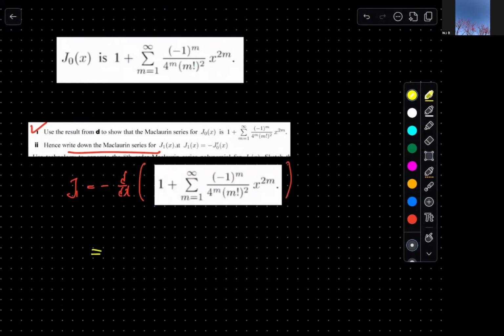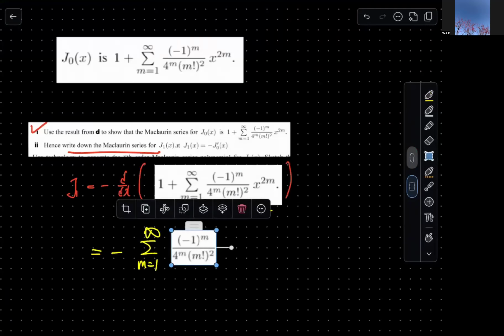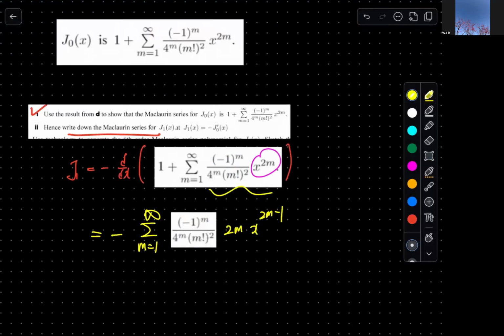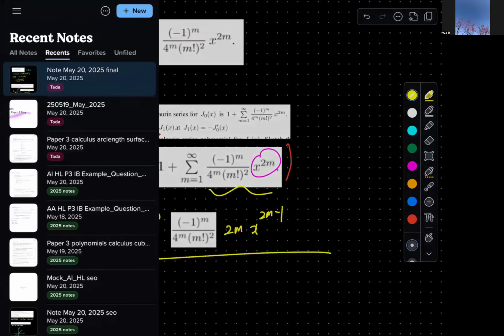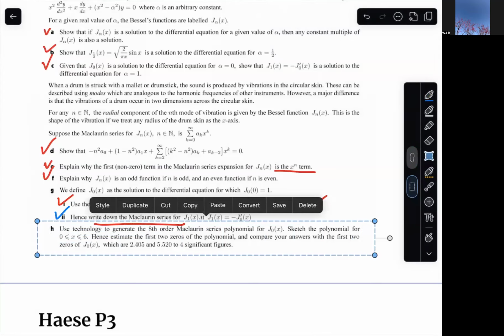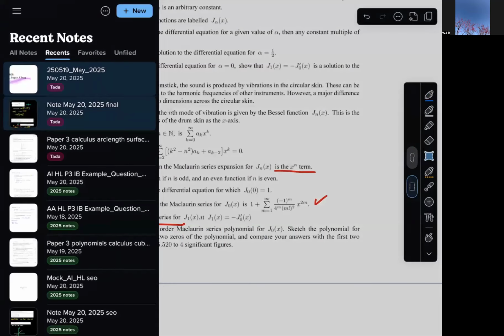So I'm going to have a minus, and I'm going to differentiate this. So it's going to be, I don't have a constant term there. So even if you differentiate, I don't think it's going to change the index. Okay, that's great. So the coefficient remains the same. And then I'm going to differentiate this with respect to x by the term by term differentiation. So it's going to be 2n x to the power of 2n minus 1 is what you have, right? And that will be the particular solution for the J1. So that's great. So use your technology to generate the 8th order of the Maclaurin series of the J0. Okay, so let's try to do that. Why not?